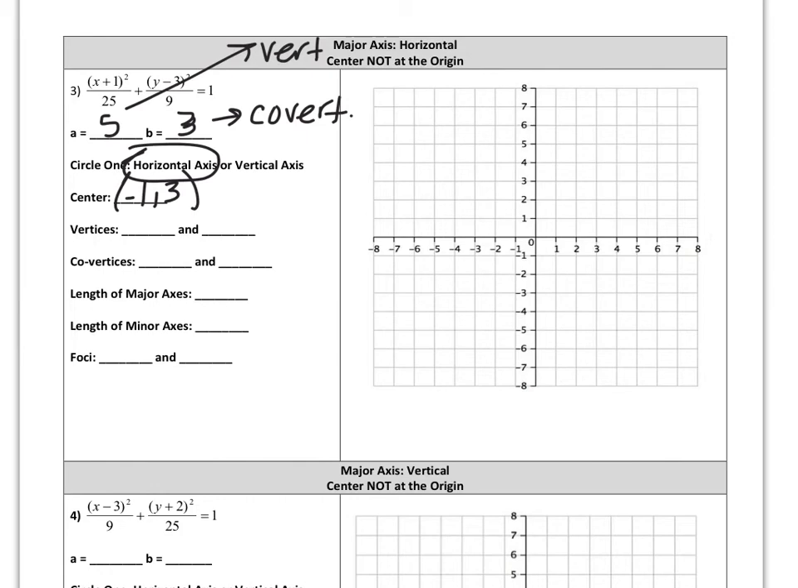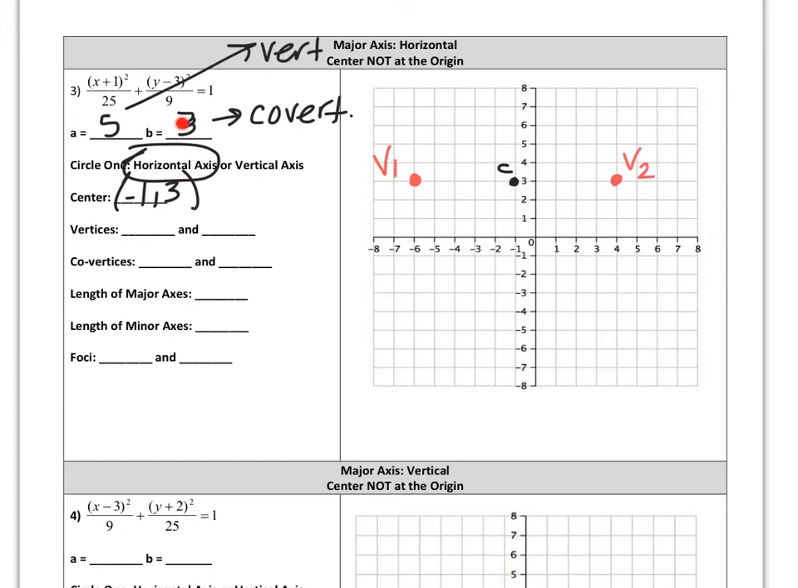So now we can graph. So (-1, 3) is my center. So my vertices, since it's horizontal, are going to go this way. So we're going to go 5 from the center, which is here, 5 from the center, both directions. So here's vertex 1, here's vertex 2.